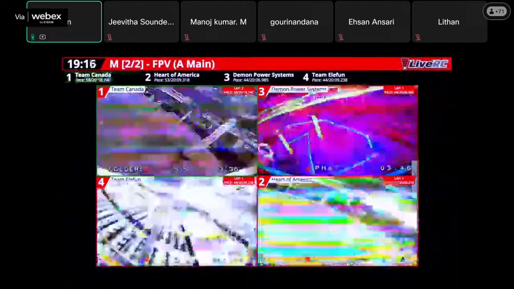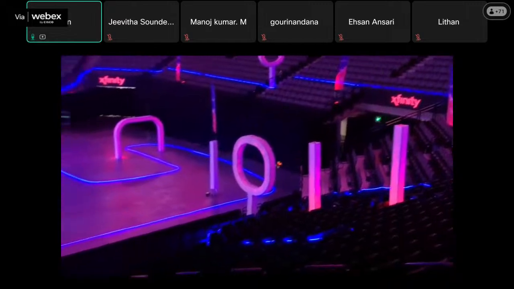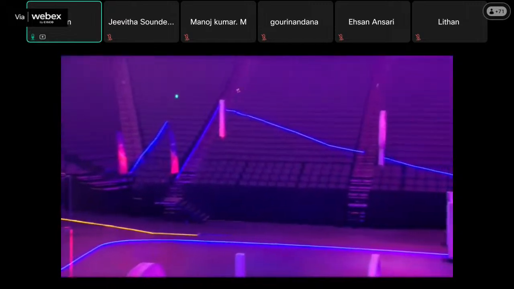This is the feed that the pilot is seeing in the goggles on his face. The pilot sees the live video from the drone like this and is able to control the drone very swiftly and quickly.